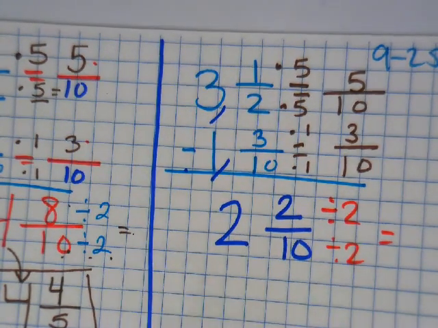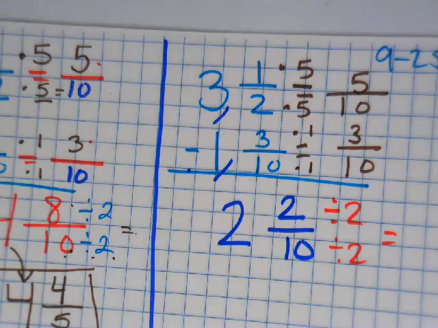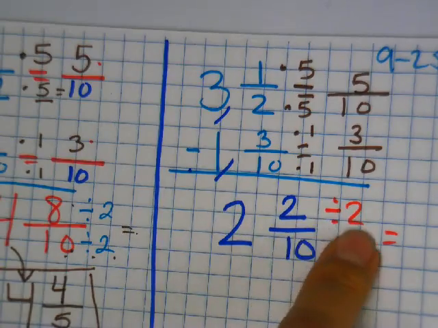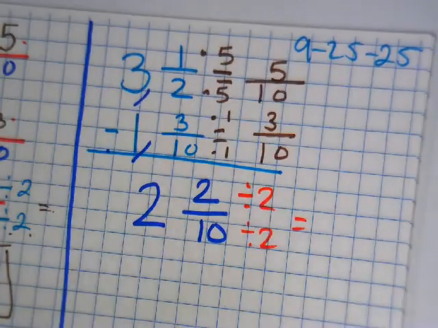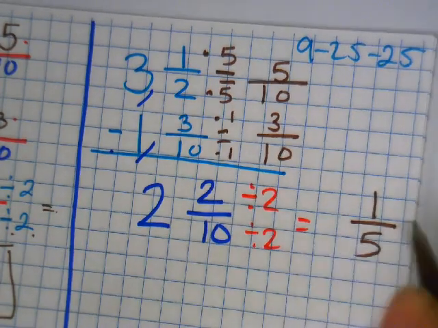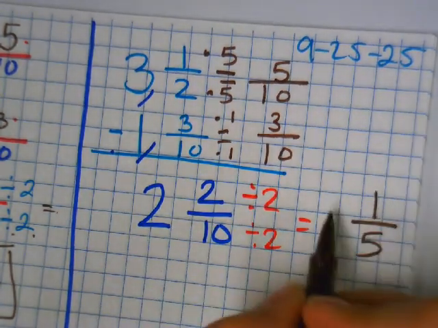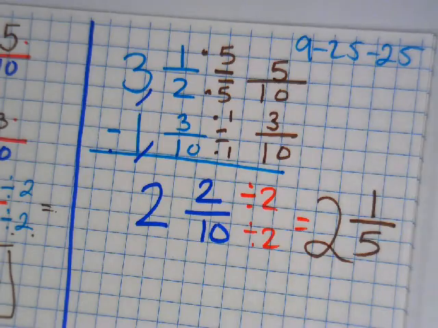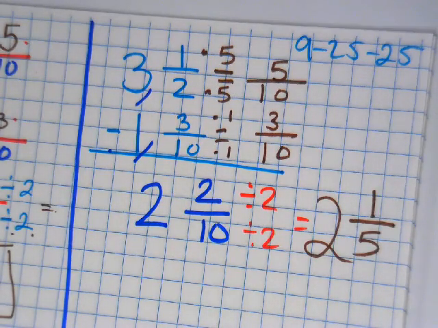All right, take it one step. Drink some more water. Divide by 2, divide by 2. All right, what's 2 divided by 2? 1. What's 10 divided by 2? 5. Very good. What do I do with this big 2? You add it there. 2 and 1/5 would be the answer for subtraction.